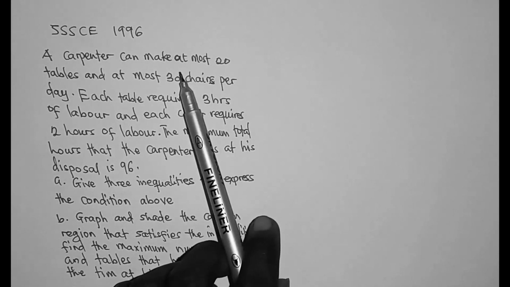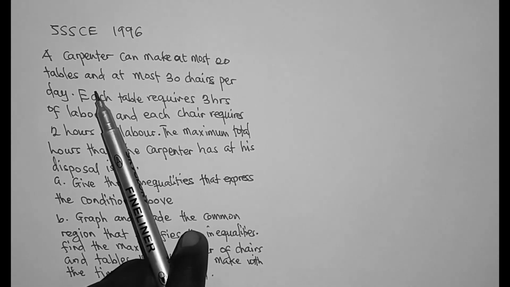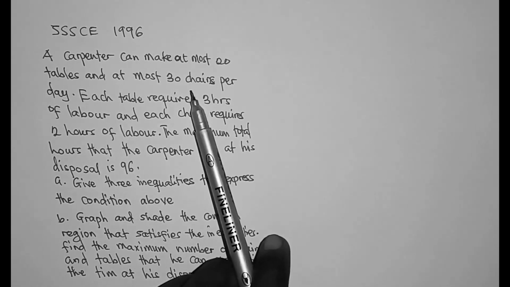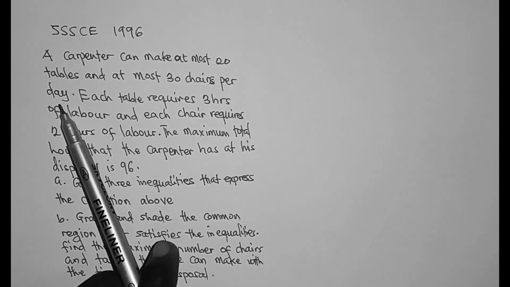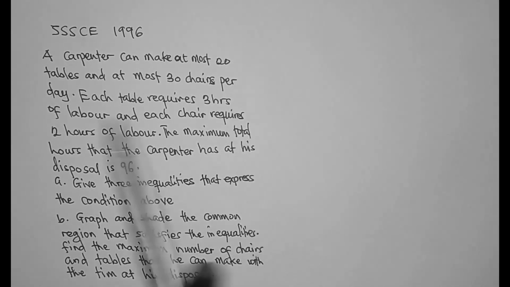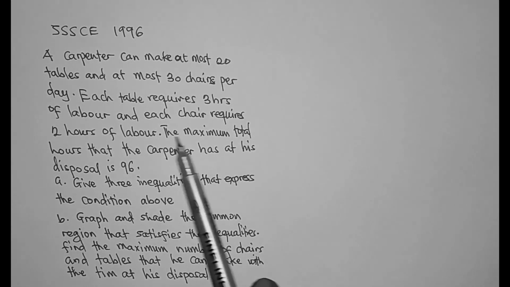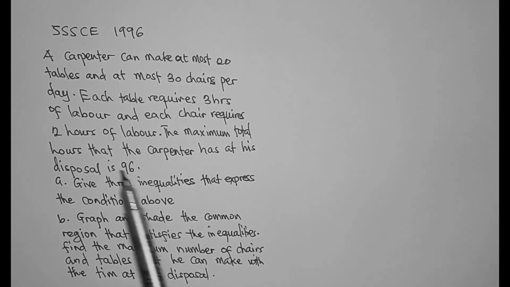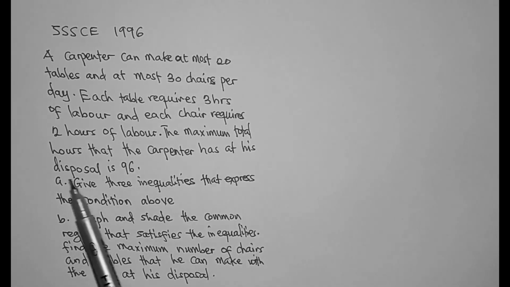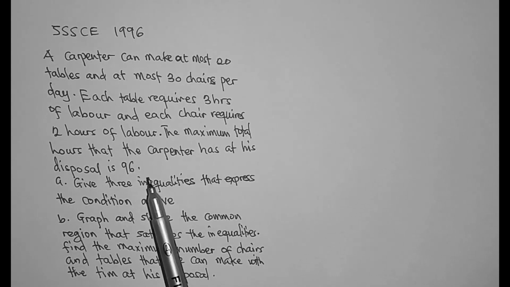A carpenter can make at most 20 tables and at most 30 chairs per day. Each table requires 3 hours of labor and each chair requires 2 hours of labor. The maximum total hours that the carpenter has at his disposal is 96.